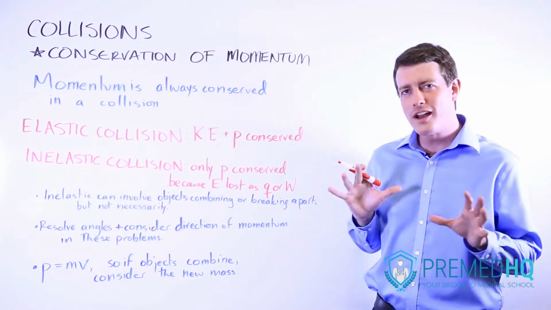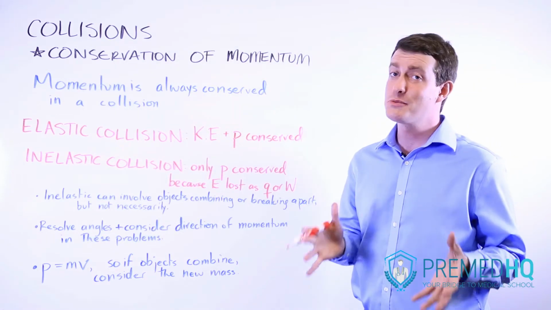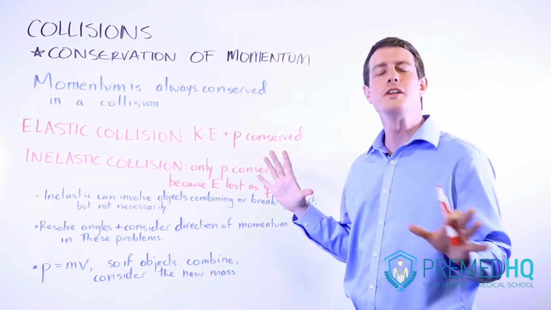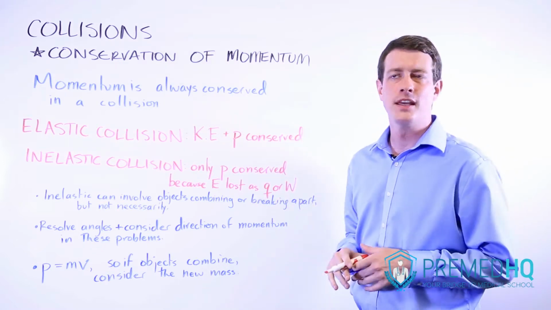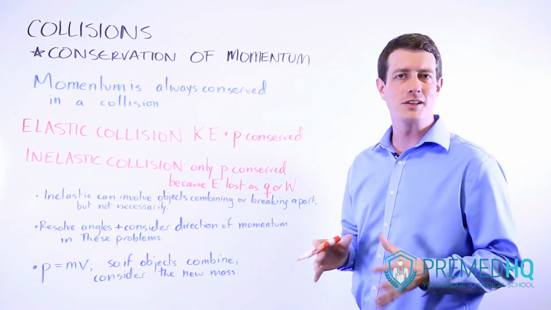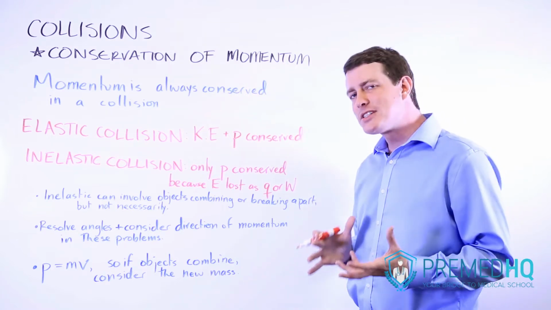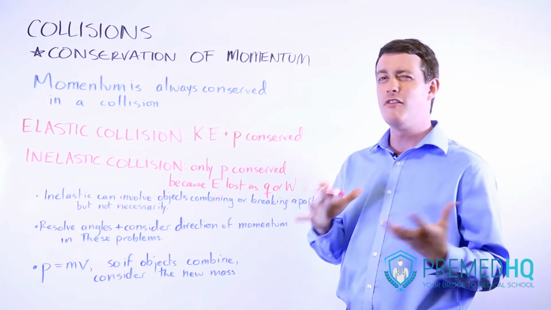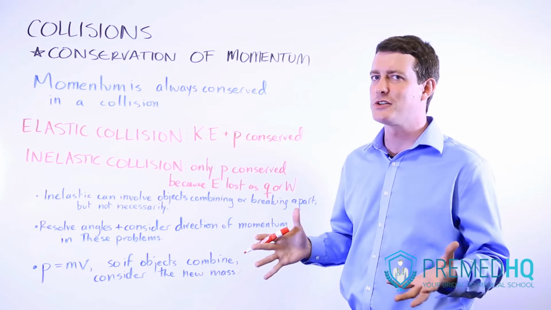All right, so whenever you're dealing with collisions, you should always be thinking about conservation of momentum. That is something that will always be true in any collision. And this is one of the major frameworks that you can use to solve a lot of mechanics problems on the MCAT. But sometimes it can be tricky because collisions don't always look like the most obvious type of collision that you're used to encountering.